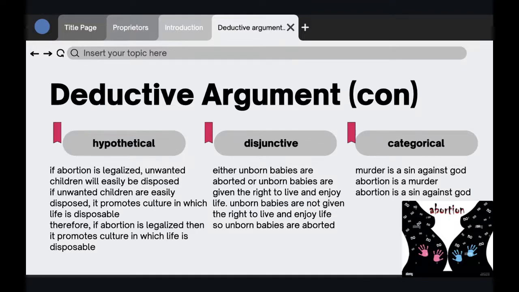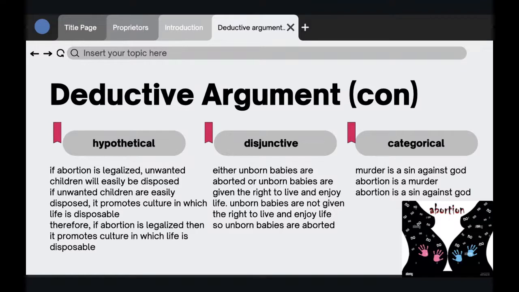So that is why this is a hypothetical argument. As for the disjunctive syllogism, either unborn babies are aborted or unborn babies are given the right to live and enjoy life. Unborn babies are not given the right to live and enjoy life, so unborn babies are aborted. In this argument, it follows the pattern of either P or Q, P, non-Q. That is why this is a valid disjunctive syllogism.